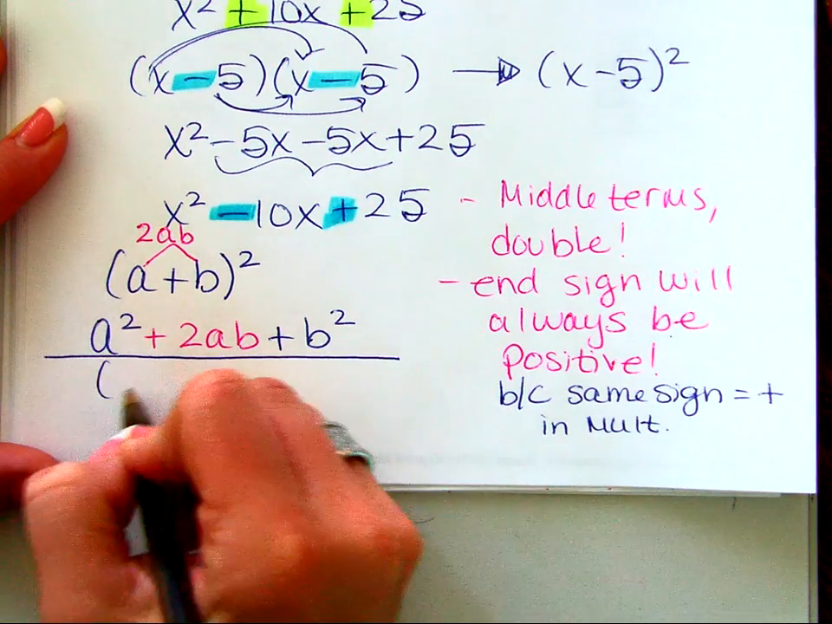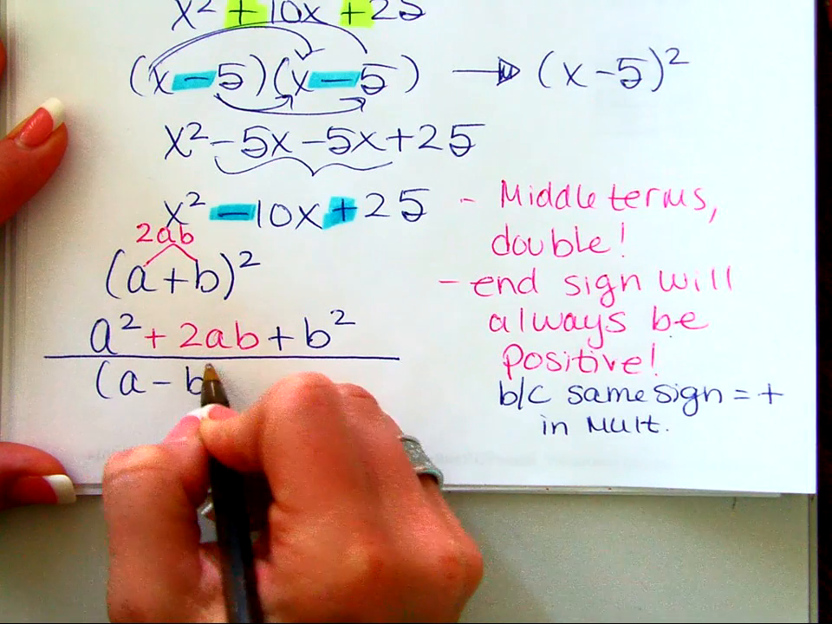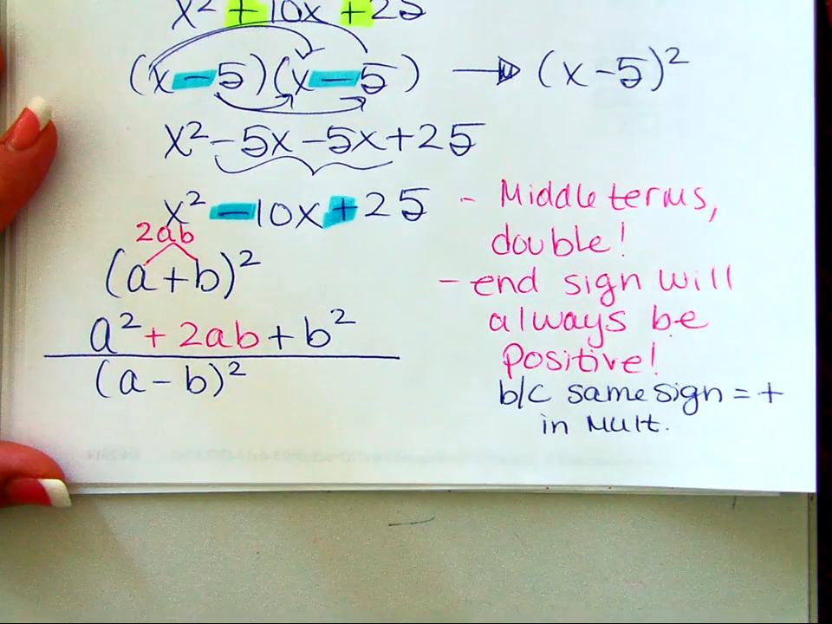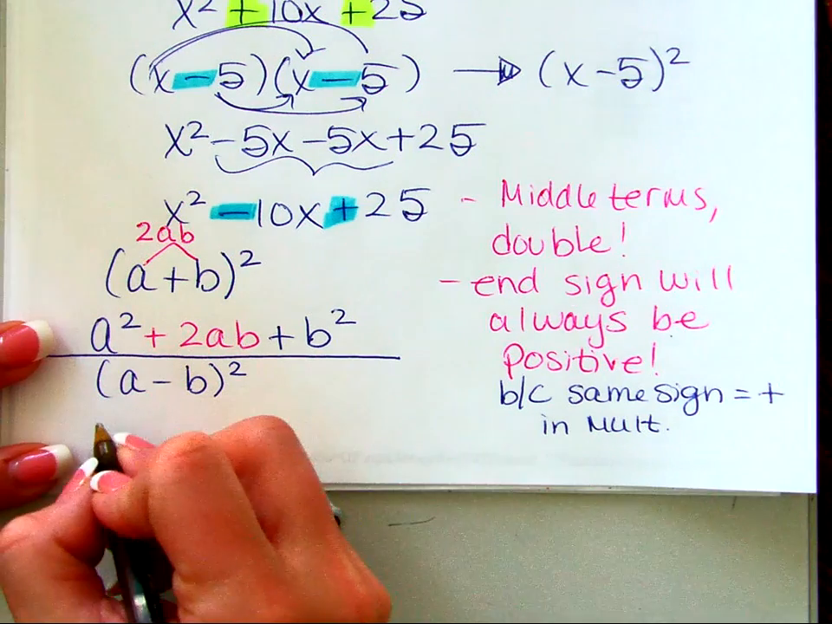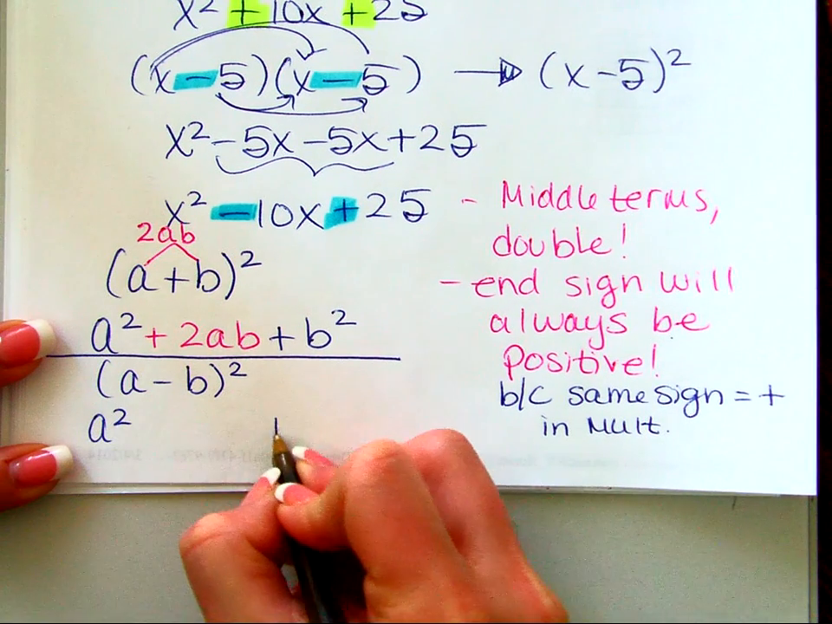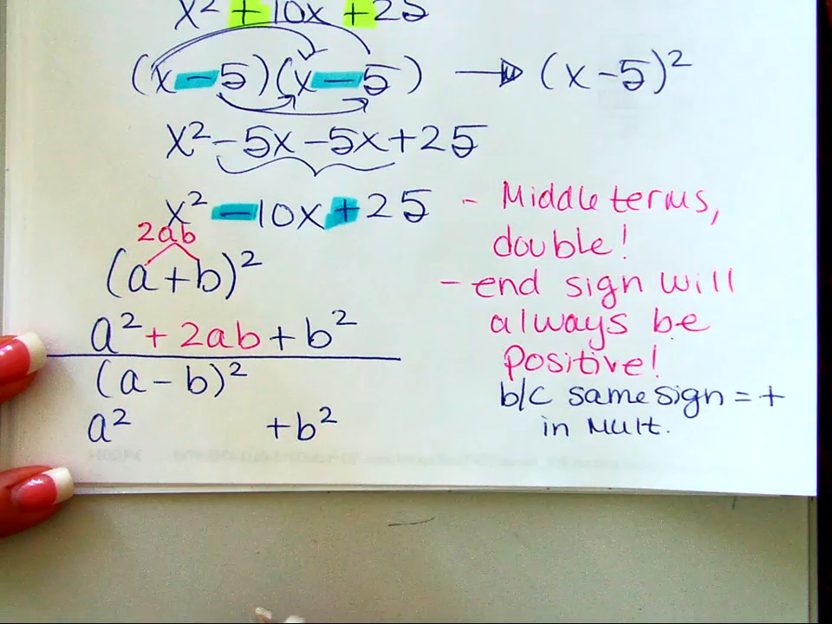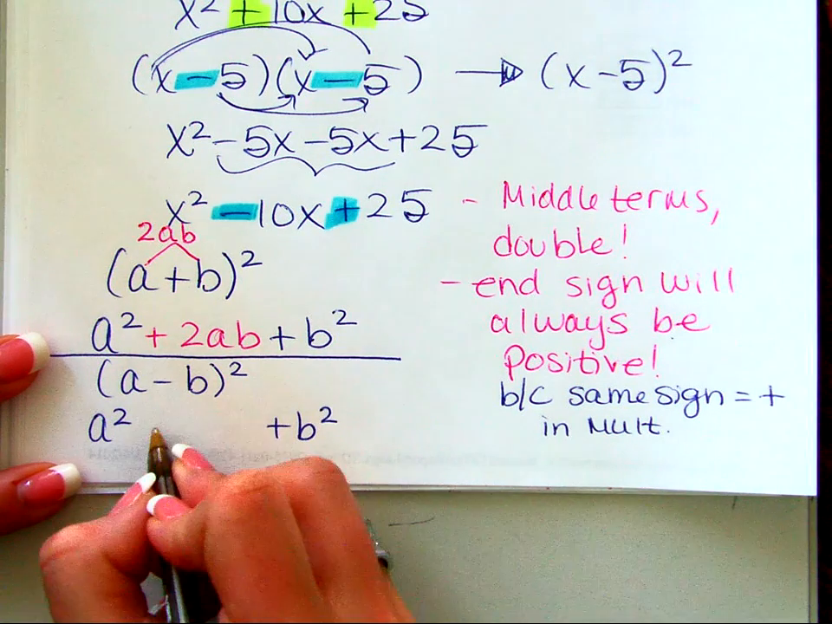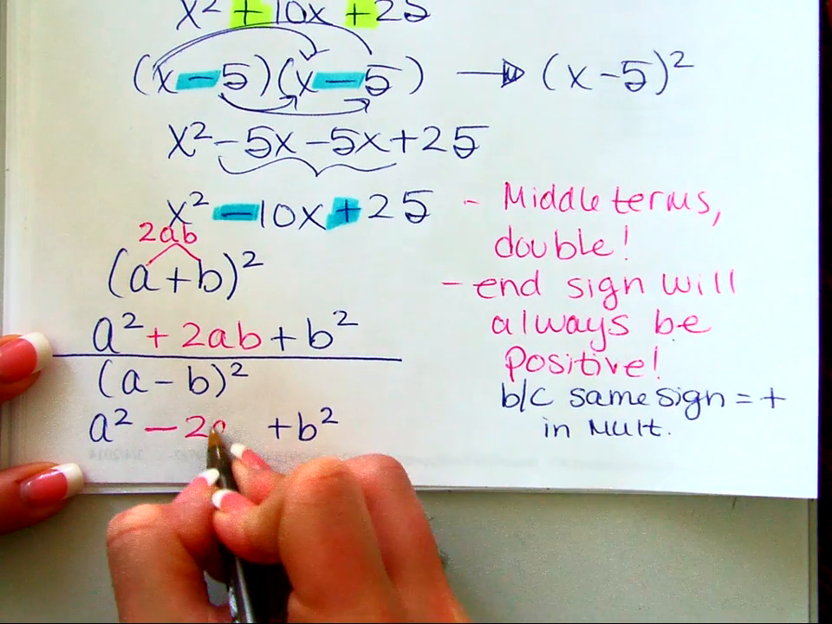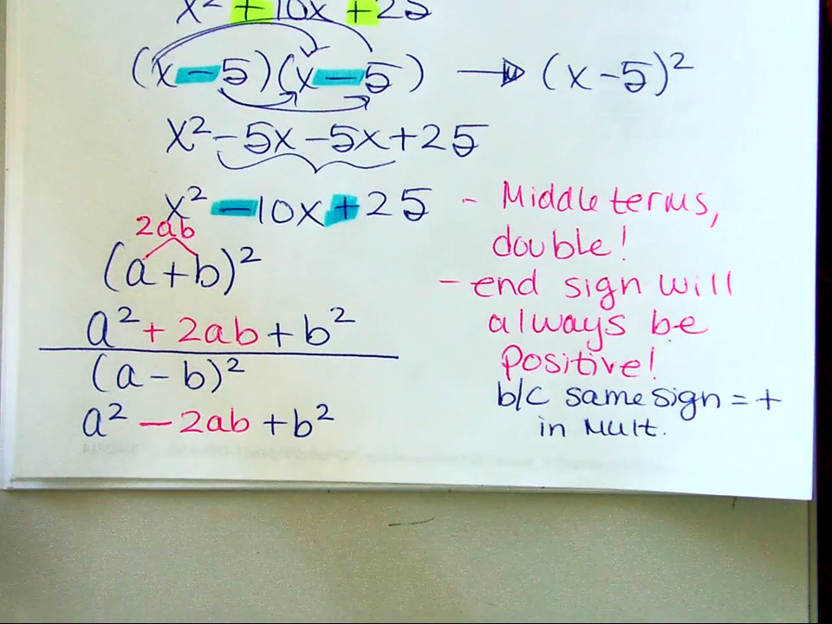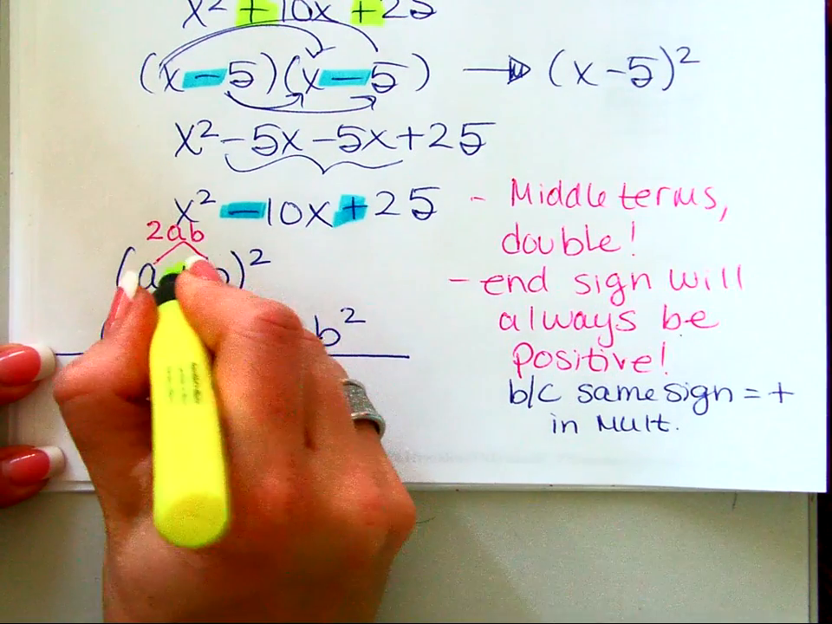So let's do another one. Let's do a minus in the middle. If I take an a minus b and square it, I'm still going to square a. I'm still going to square b. That's going to be a positive, except this time it's going to be a minus 2ab.